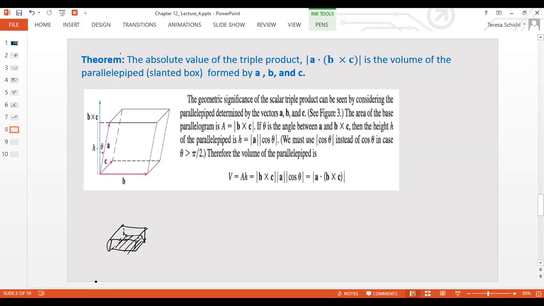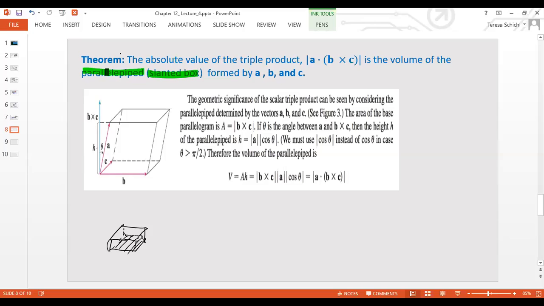Also in geometry, in general, this rectangular box can be pushed over. That's why we call it a slanted box, and this slanted box is called a parallelepiped. It's like a parallelogram prism.